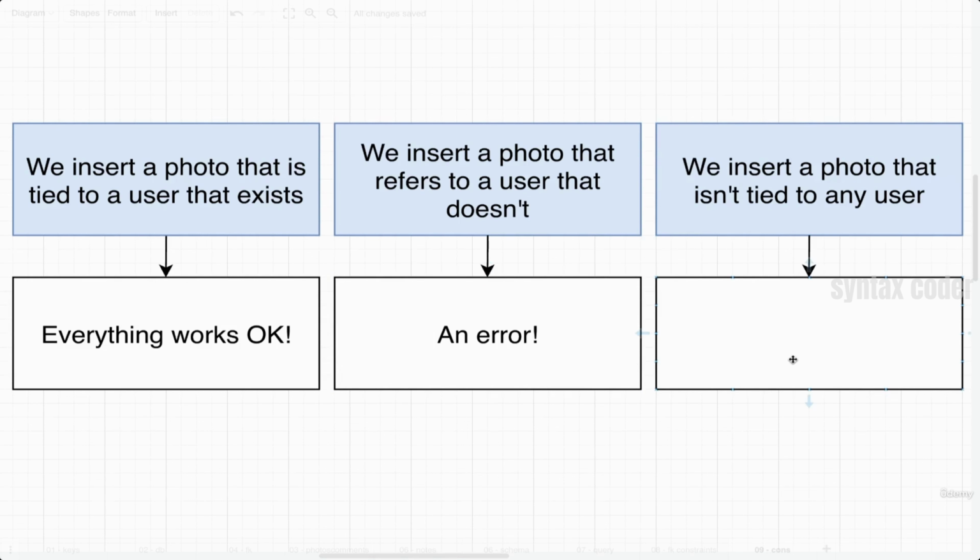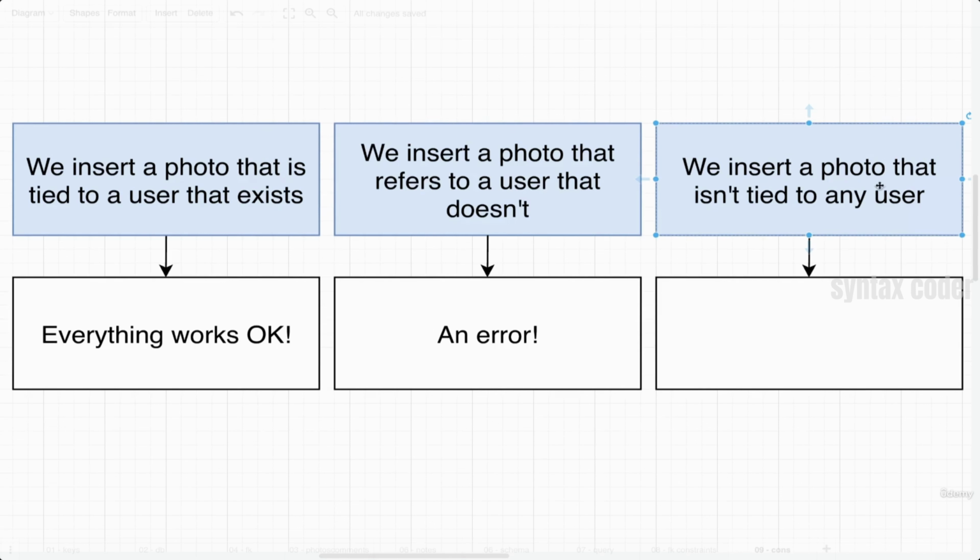Now, the last scenario I want to think about, we might have photos inside of our application that are not actually tied to any user whatsoever. Who knows, maybe we want to have some image of the day that pops up whenever a user first logs into our app, and maybe that photo is not intended to be really associated with any user whatsoever. So what would we do in that case?